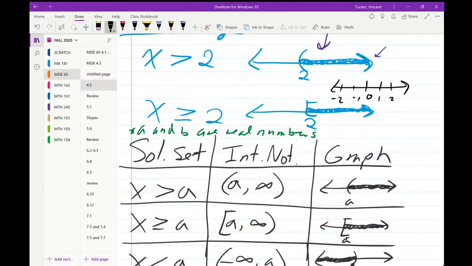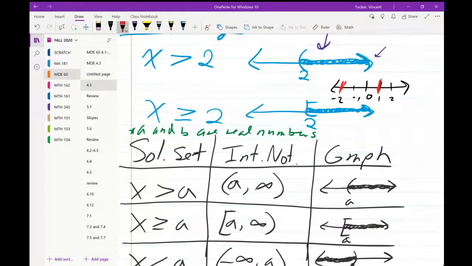No matter what number you're looking at, let's say if we look at positive 1, all the values to the right of positive 1 are greater than it. All the values to the left of positive 1 are less than it. If I look at negative 2, all of the values that are greater than negative 2 will be to the right of it. All of the values that are less than negative 2 will be to the left of it.